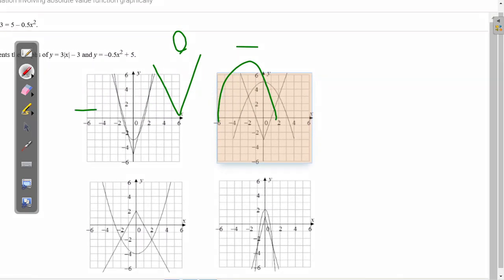Here the first one, no, the parabola is going up, which is wrong. The second one, the absolute value is going down, that's wrong. Also here the absolute value is going down, that's wrong. So we're only left with this one, which is the correct answer.